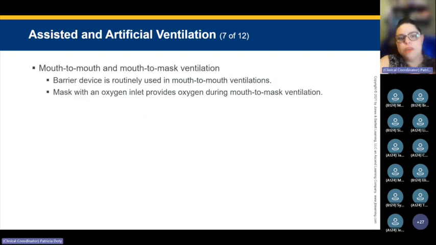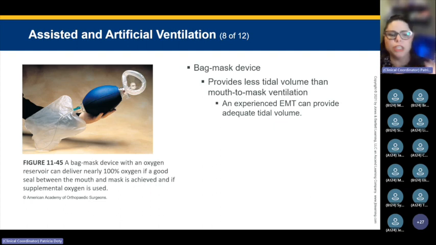So mouth to mouth or mouth to mask ventilation. So there's a barrier device that you can use. And this is just a mask with oxygen inlet provided, but you can use it just as you still will put your mouth on the device itself. And there should be a picture of it somewhere in your book to kind of explain more. But it's just got a little inlet on the side of it where you can put your tubing.